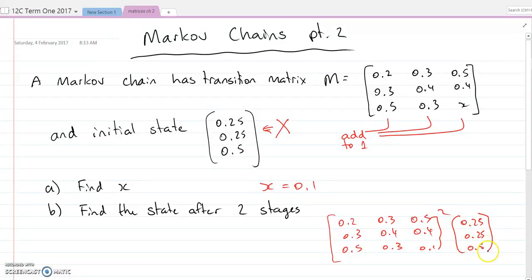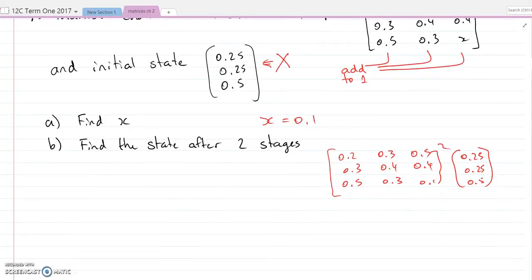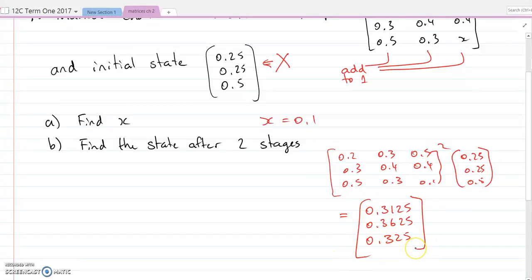So let me quickly pause and get my calculator out and do this. Okay, so on my calculator I got 0.3125, 0.3625, and 0.325. I think. Anyway, so that's that first question done.